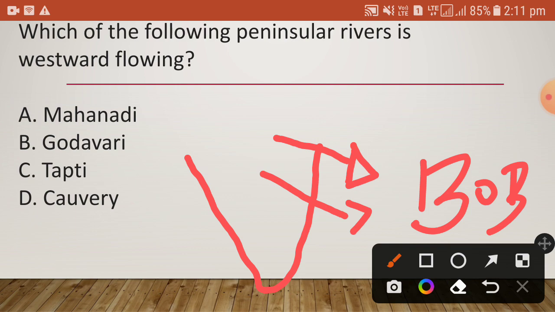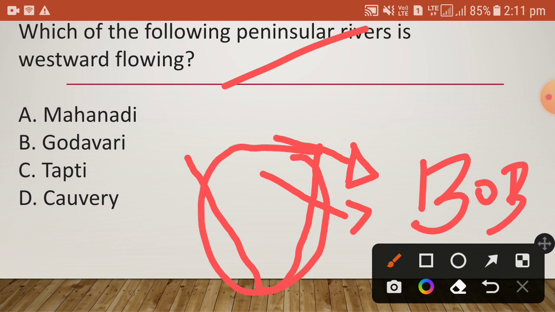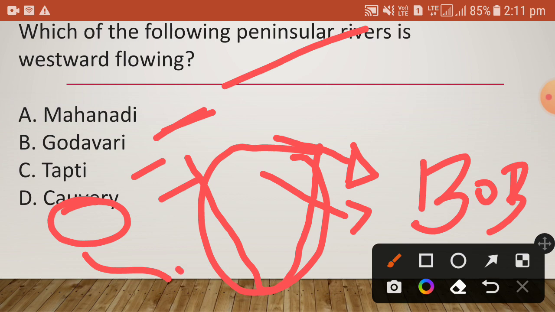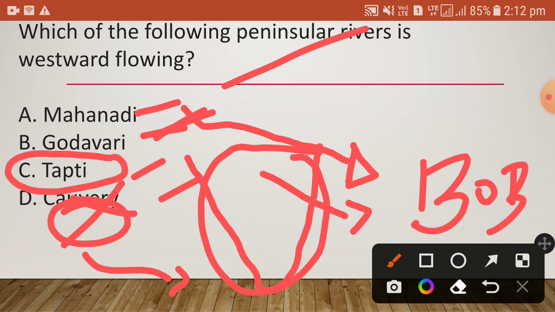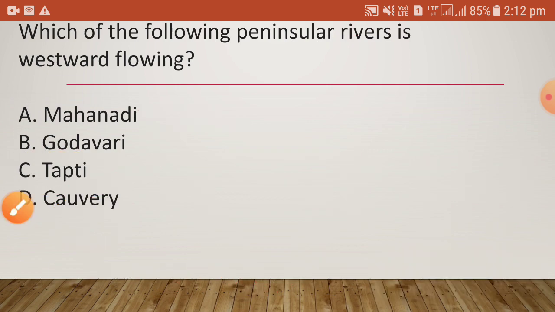You can see in this question itself, which of the following peninsular rivers. Peninsular rivers are the rivers present in the peninsular part of India. The options are Mahanadi, Godavari, Tapti, Kaveri. Yesterday I explained that Kaveri goes into Tamil Nadu in the Mettur district and drains into the Bay of Bengal, so you can eliminate Kaveri. Mahanadi and Godavari also drain into the Bay of Bengal. So the answer is Tapti. Remember, Tapti is one of the rivers that goes westwards.